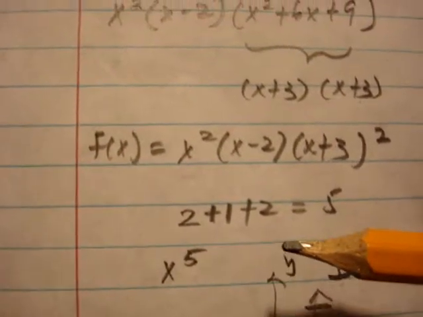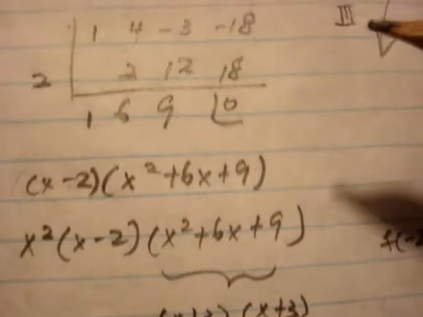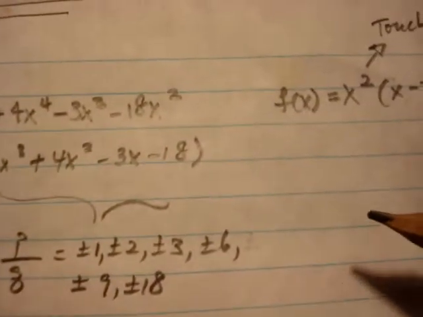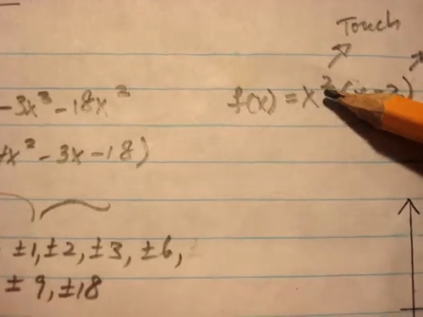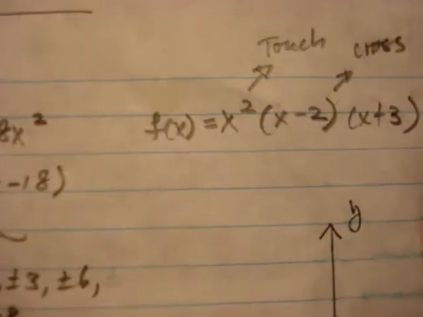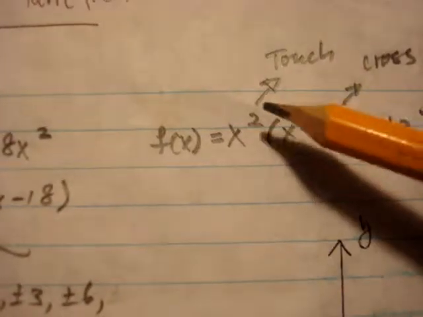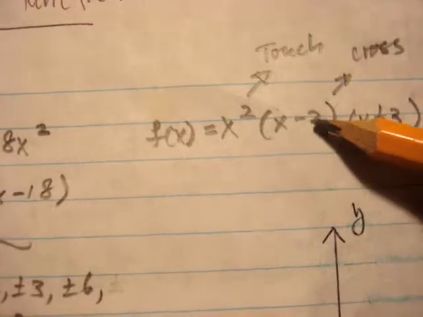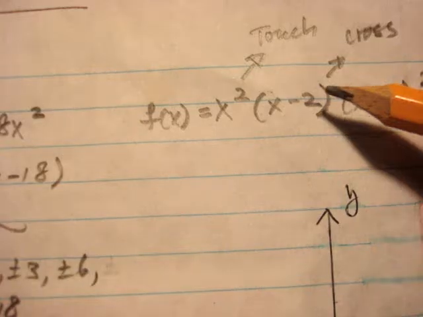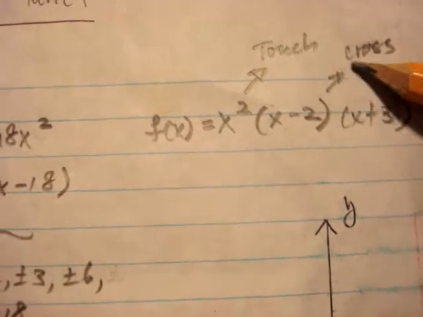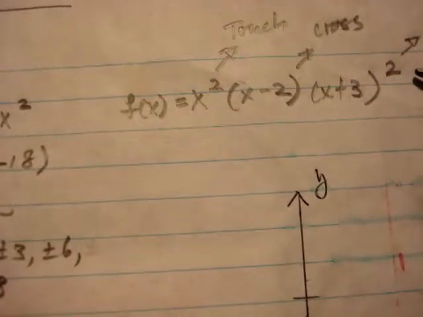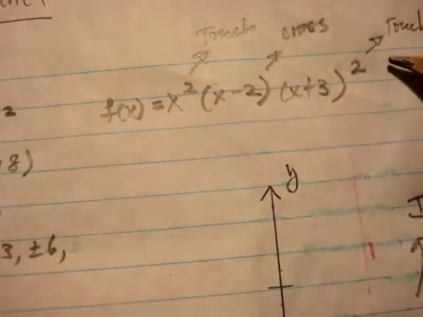The second step is to know whether it touches the x-axis or crosses it. So when you have an x to the second power, which is an even power, it will touch the x-axis. As for this one, the degree is raised to an odd power, so it will cross the x-axis.